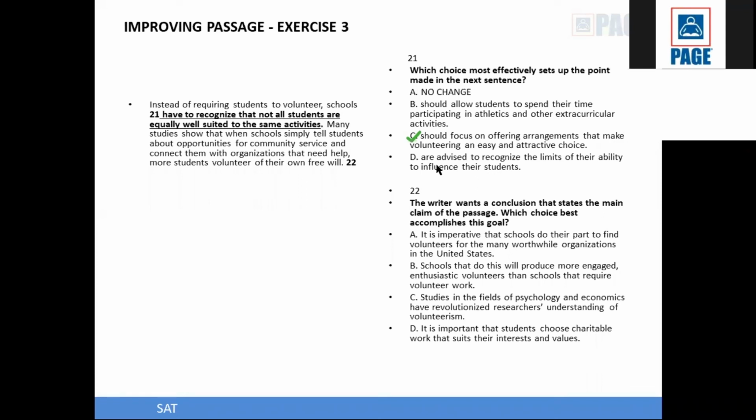So this is matching. Now last sentence, the writer wants a conclusion. So what is the reading passage about? Volunteering. All sentences talk about volunteering. Now we need to say in the end something that helps most students volunteer in their own free time. So they want students to volunteer. So we need to see which sentence talks about it. Important students choose charitable work, no. For psychology, they don't talk about it. So these two we can eliminate.